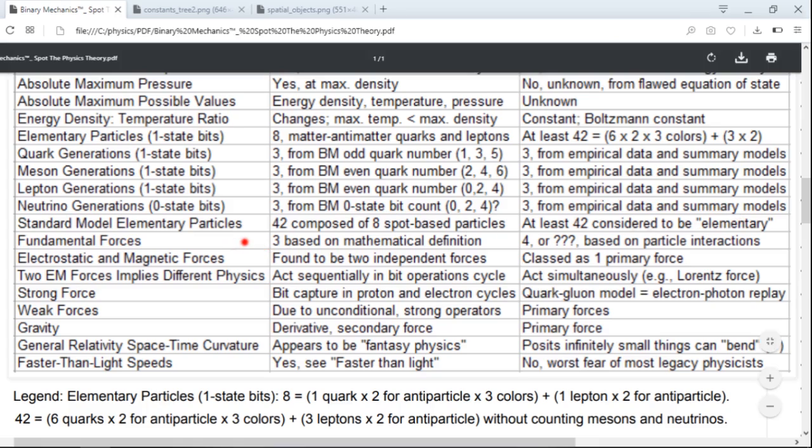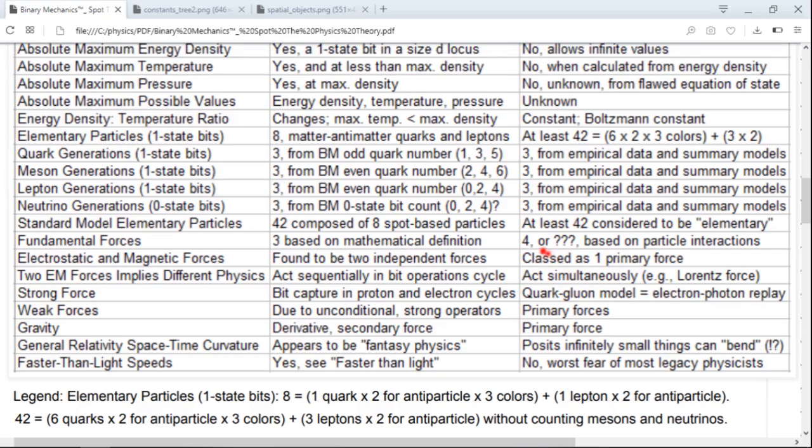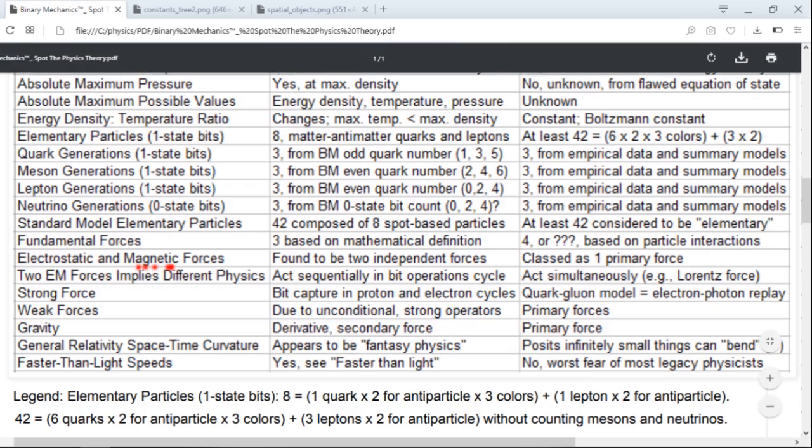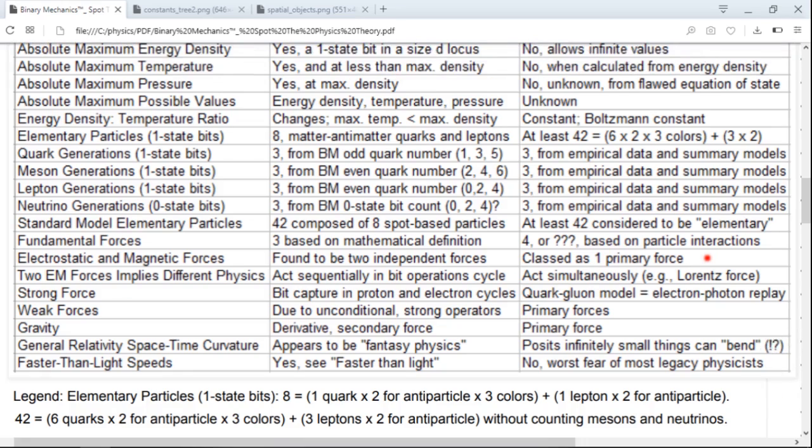With regard to fundamental forces, 3 based upon mathematical definitions, which I mentioned above. In your textbooks, it's going to be 4, an unknown number, based upon particle interactions, an obsolete way to define physical forces. Electrostatic and magnetic forces are found to be 2 independent forces, but they're classed as one primary force in your classical force categories.